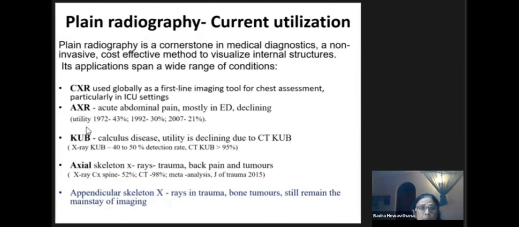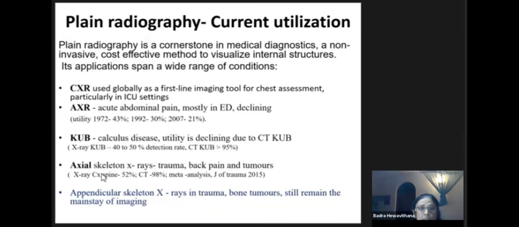And when you think about the abdominal X-ray, especially in acute abdominal pain, mostly in the emergency department, the trend is actually declining with the introduction of ultrasound. I have figures only up to 2007. You can see there's a drastic decline, almost 50%. Then KUB, again for calculus disease, we still do KUB X-rays. Even in Hewavithana hospital, we do about 5-6 KUBs in a day. But utility is declining due to CT KUB, which gives much more detail compared to KUB.